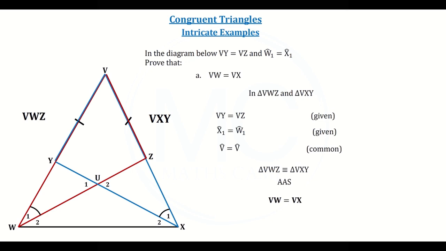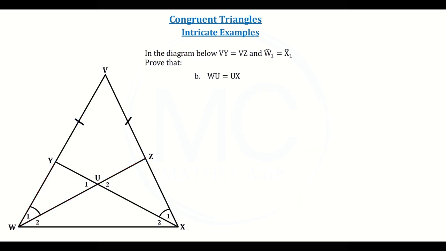Now we can move on to part B. Prove that WU is equal to UX. WU is a side of the smaller triangle down here. Let's make it red. UX is also a side of this triangle, so let's make it blue. Now, both sides we are working with lie in the same triangle, so we cannot use congruency.